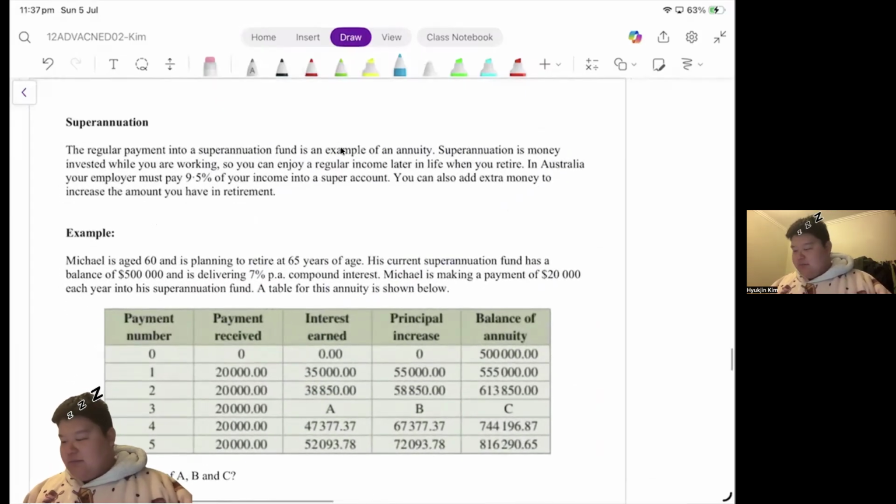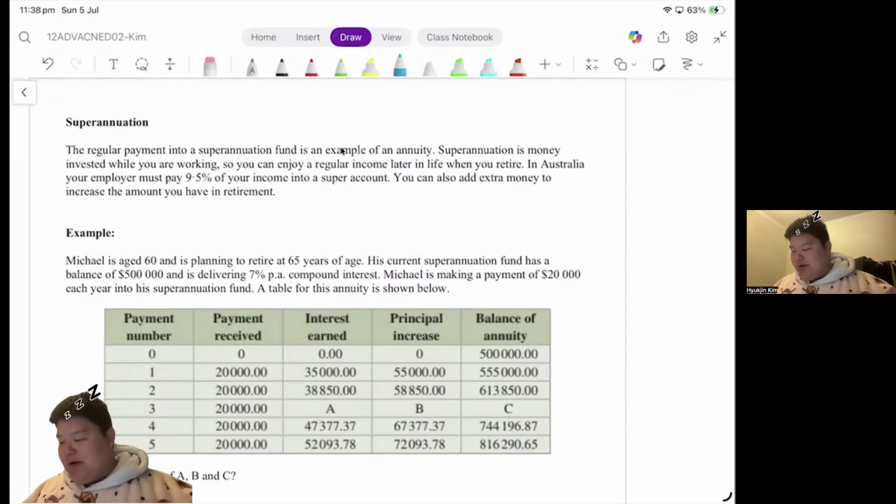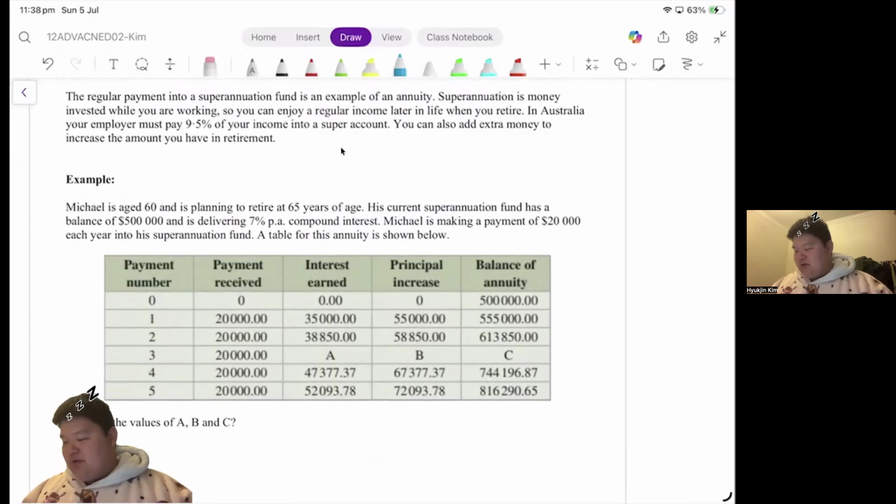Superannuation. The regular payment into a superannuation fund is an example of an annuity. We have an amount of money. Your employer should pay you. Unless you're a sole trader, you'll pay yourself. Hopefully you're paying yourself. You put in the money, it goes up, you put in more money, and it keeps going up as well. You don't want it to get to zero. You want it to just keep going up. They will sometimes give you a table to refer to, and you'll just keep compounding it one step at a time.